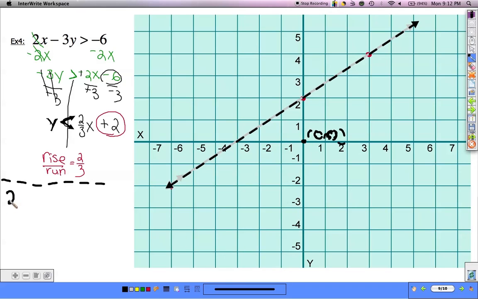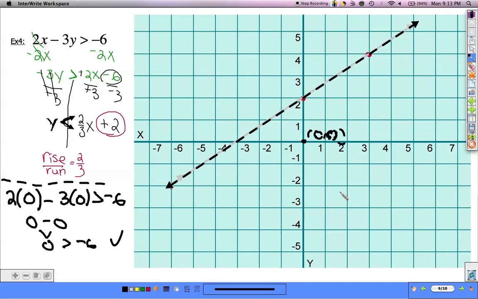So replace your x and y with 0. 2 times 0 minus 3 times 0. I want to see, is that greater than negative 6? Well, 2 times 0 is 0, minus 3 times 0, which is 0, so this whole side is going to be 0. Is 0 greater than negative 6? Yes. So the side with the origin is the side that is going to work, so that's the side we want to shade in.